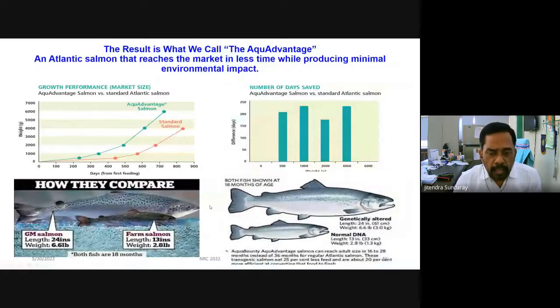So what they did actually, they brought Chinook salmon growth hormone, and they took ill pouch promoter. They added it into the Atlantic salmon. So because of that, they could get a higher growth rate.